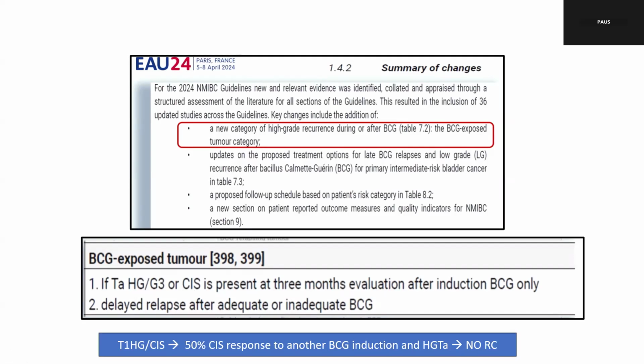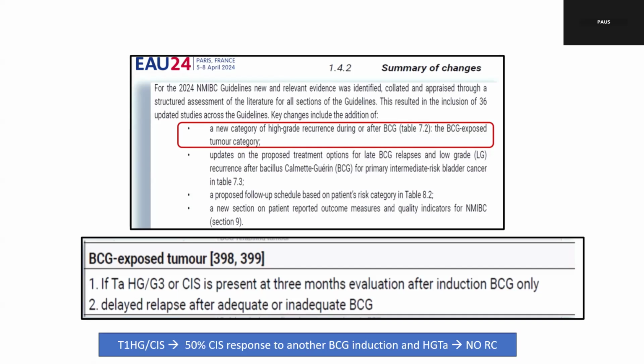Now, if you are treating a T1 high grade disease or CIS, and at the end of the 3 months you are getting a low grade disease or high grade TA, that means T1 is now becoming a high grade TA. Or if you have a CIS at the end of the 3 months, you can give one more BCG induction. There's a 50% chance of response.